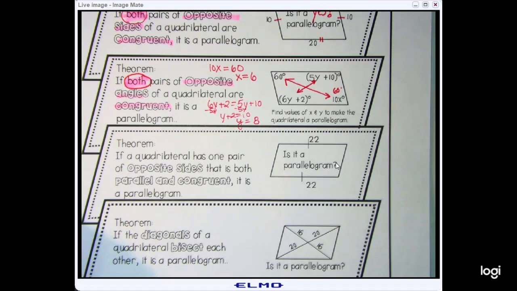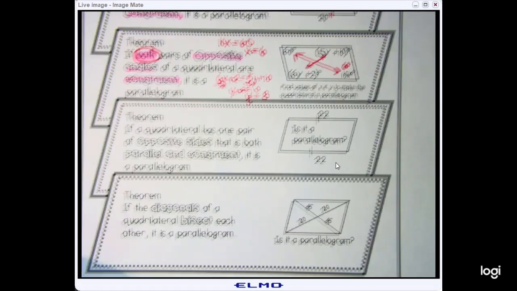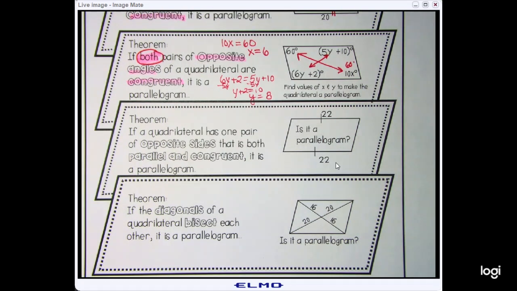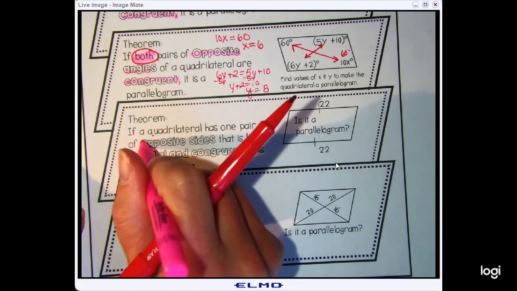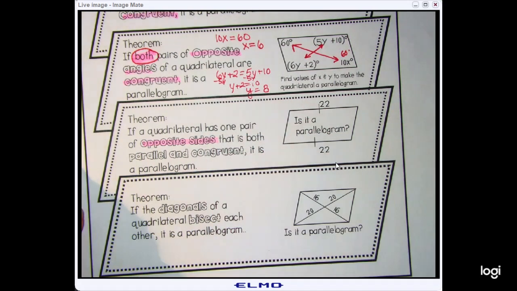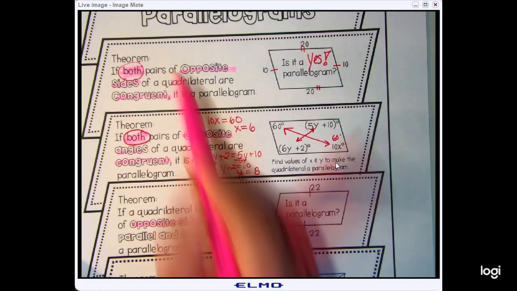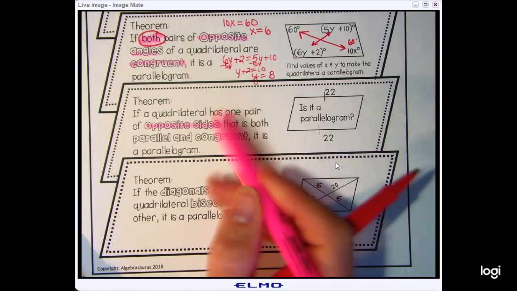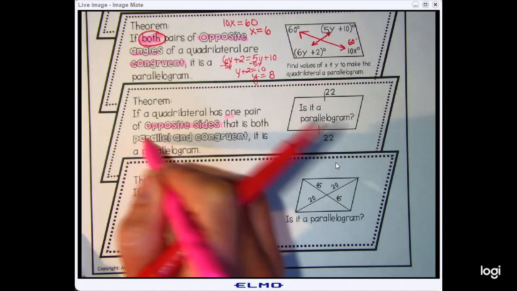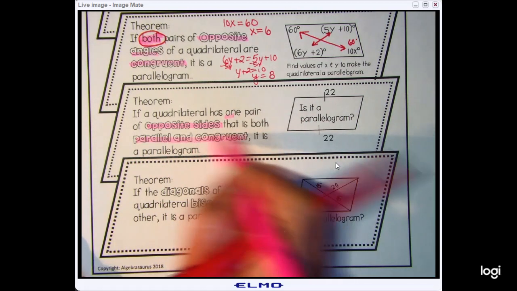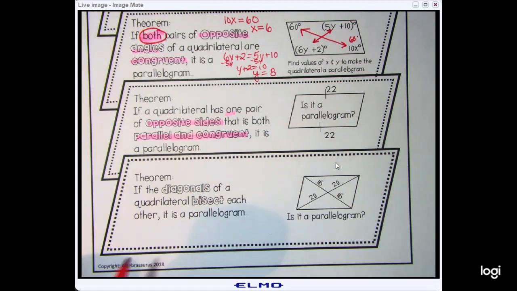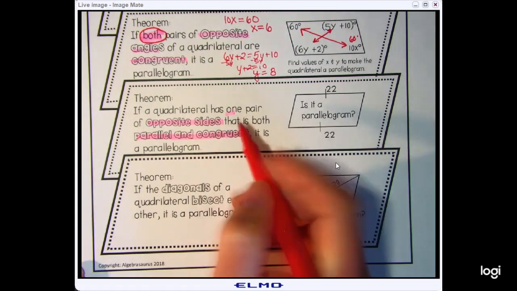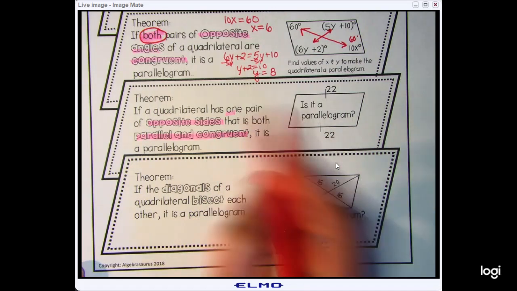Is it a parallelogram? Third one here. If a quadrilateral has one pair of opposite sides, okay, up there it said both, right? Here it said both, so how is this one going to be different? This one says one pair of opposite sides, but it says parallel and congruent. All right, that's what's different about this. And congruent.